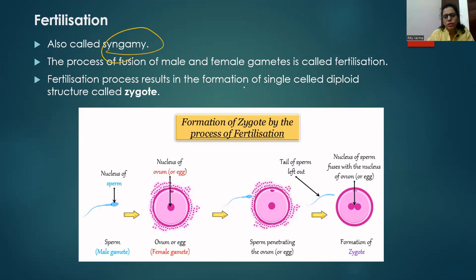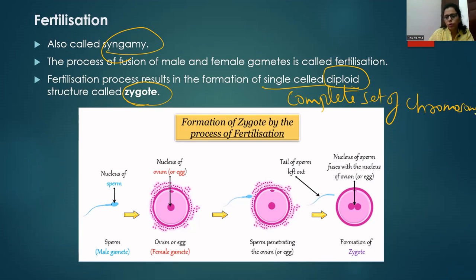After the process of fertilization, a single cell structure is produced, and it is called the zygote. The point to be noted here is that this zygote is known as a diploid structure. The zygote is a diploid cell. The meaning of the term diploid is that it has a complete set of chromosomes. So the zygote has a complete set of chromosomes, hence it is called a diploid structure, isn't it?